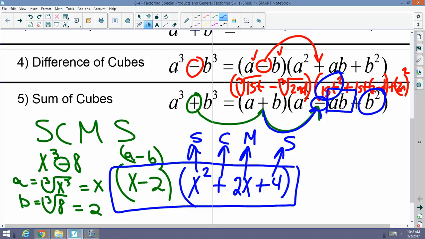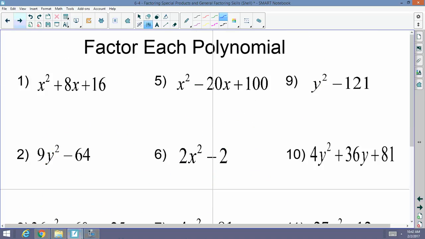Now, any questions? Because now we're just going to practice. All right, so let's factor each polynomial. So I got x squared plus 8x plus 16. Before I start asking the question, do you recognize that these two are perfect squares? What's the square root of x squared? What's the square root of 16? What's 2 times x times 4? 8x. Does this work? So it's a perfect square. So plus squared. Done.